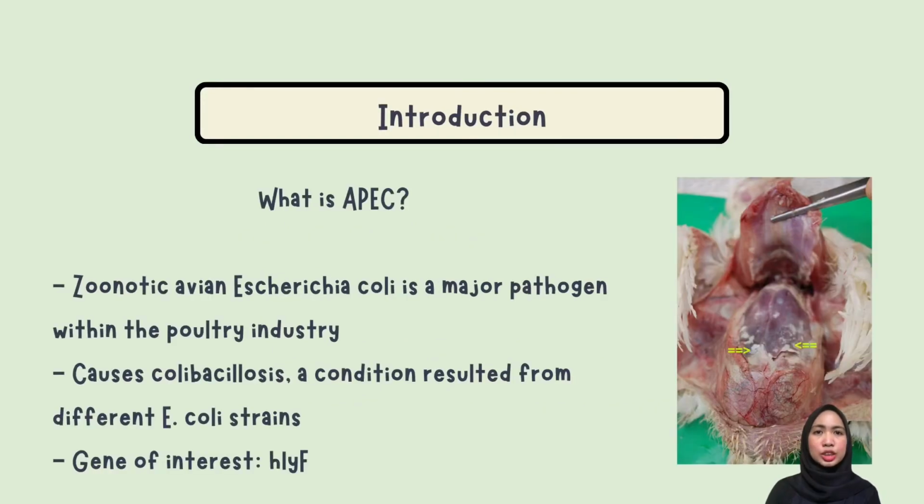Zoonotic avian Escherichia coli, known as APEC, is a major pathogen within the poultry industry. This is because APEC has the ability to contaminate chicken products and infect humans. However, colibacillosis, which is a disease from chickens, is caused by a variety of E. coli strains with pathogenic characteristics similar to APEC. From this research, the virulent gene HLYF was chosen as the gene of interest of APEC.